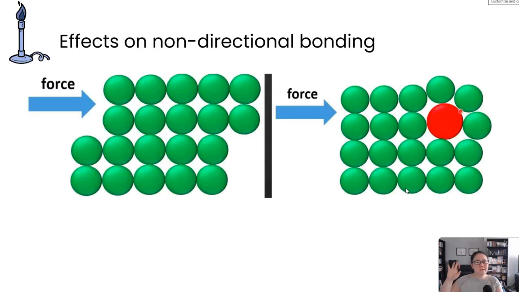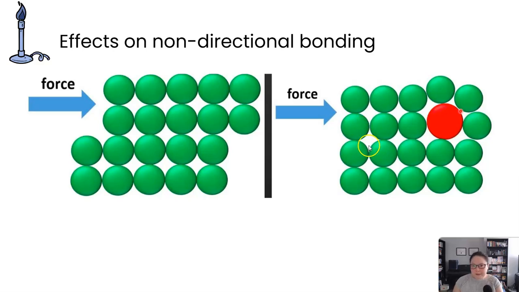So if we're looking at the non-directional bonding aspect of pure metals versus alloys, if you take your pure metal, remember that because of non-directional bonding, when you apply a force to a metal, those cations can slide against each other, and so instead of breaking, you just have it shifting to give you something that can be malleable and flattened or ductile.